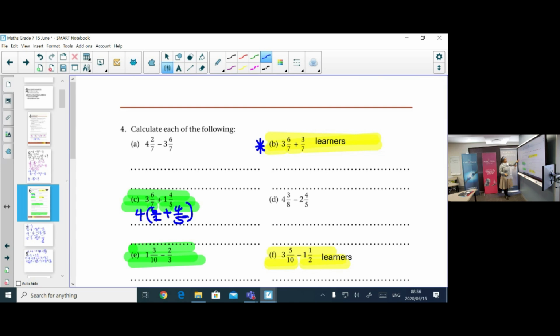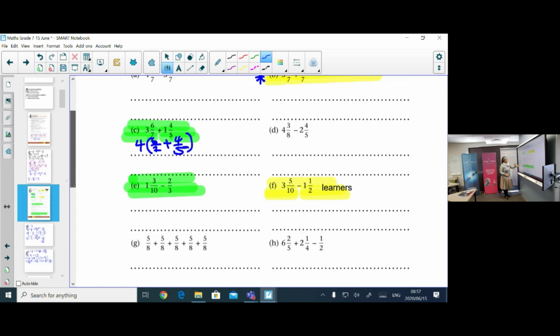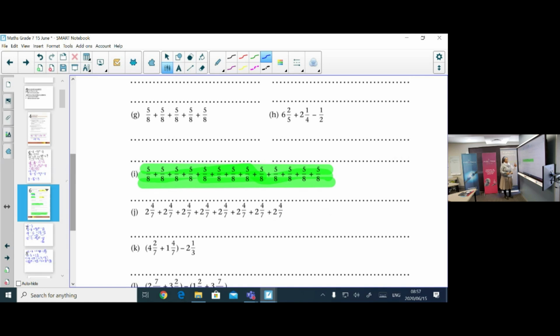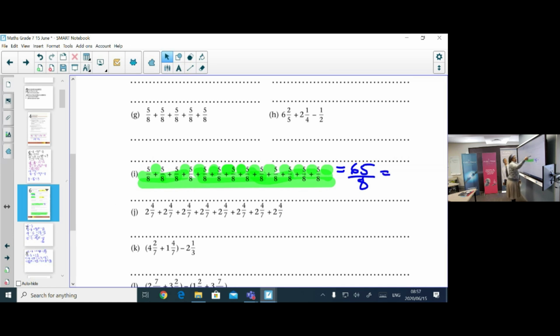I hope you're on the same page with me. Number I. Because we have the same denominator, we just add our total 5s. Let's see how many 5s we have. So 1, 2, 3, 4, 5, 6, 7, 8, 9, 10, 11, 12, 13. And you get 65. The denominator there is still the same. 8 into 65 goes 8 times. It leaves 1 over 8.